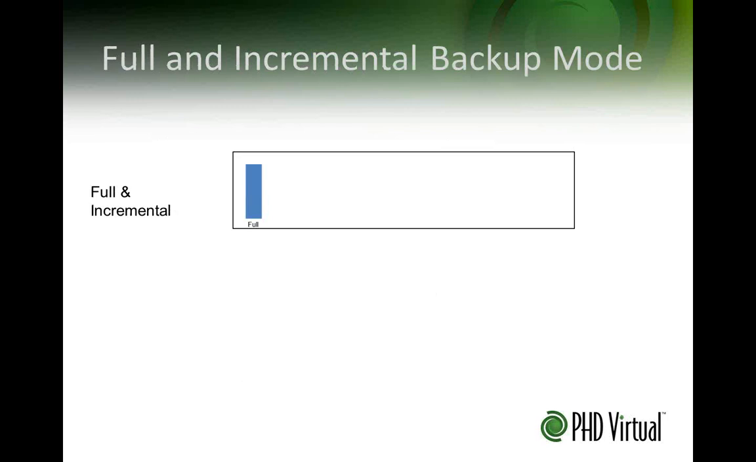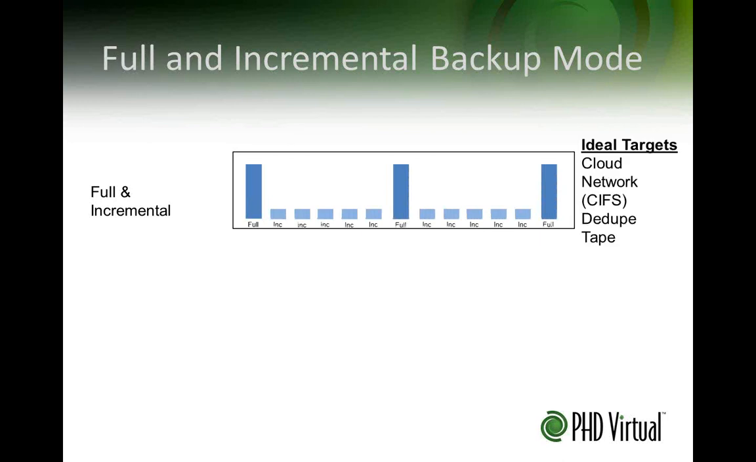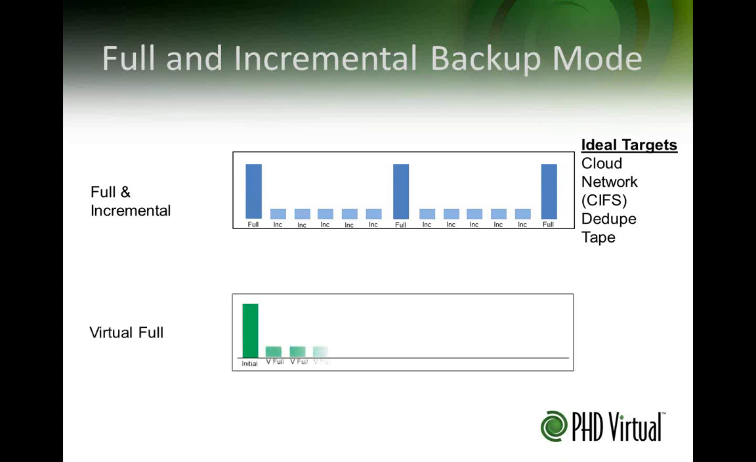The other change that we're making into the PHD Virtual version 6 backup is we're going to be offering the full and incremental backup mode. Now, what this full and incremental is going to be best suited for is specifically for cloud or network storage, or if you have any sort of deduplication devices that you would like to use. We found over time that this full and incremental mode is going to offer the fastest possible performance when running your backups. We are still going to completely include our PHD virtual full backup mode for any sort of virtually attached disk that you would like to back up to.